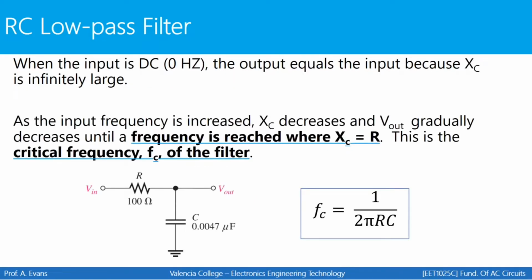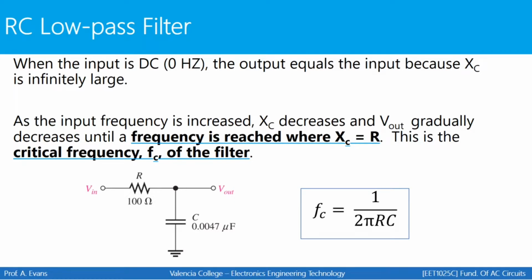When the input is a DC value, so basically a signal with no frequency, 0 hertz, the output equals the input because XC is going to be infinitely large. But as you increase that input frequency, XC is going to decrease, and your output will gradually decrease as well, until you reach your frequency where XC and R are equal. That is called the critical frequency, or FC, of the filter.